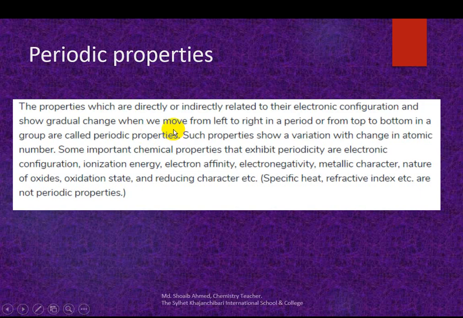Which are periodic properties? Examples: electronic configuration, ionization energy, electron affinity, electronegativity. So I am asking you a question: what are periodic properties? Give examples. Say.